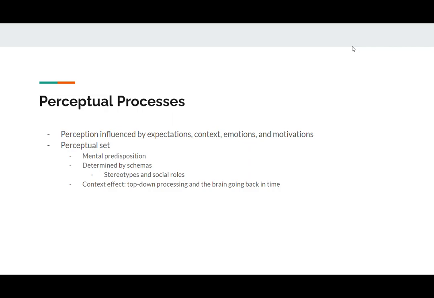Perceptual processes. We process information unconsciously as our nervous system works together, each performing part of the task. It's important to understand that perception is majorly influenced by expectations, context, emotions, and motivations. Your perceptual set is your mental predisposition to perceive one thing but not another. Our perceptual set can change what we see, hear, feel, taste, and touch.